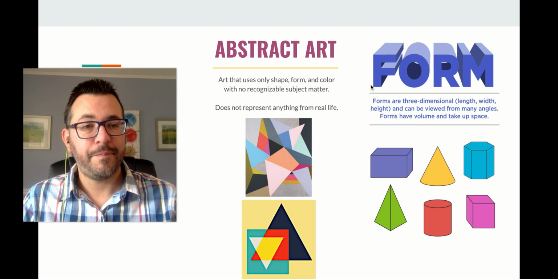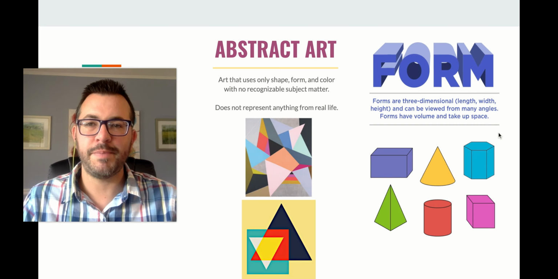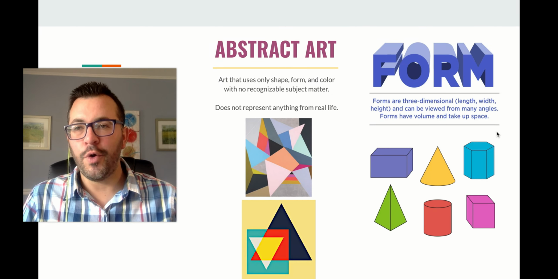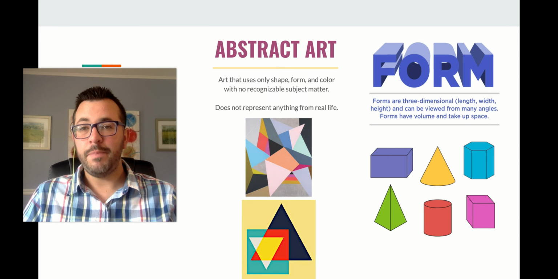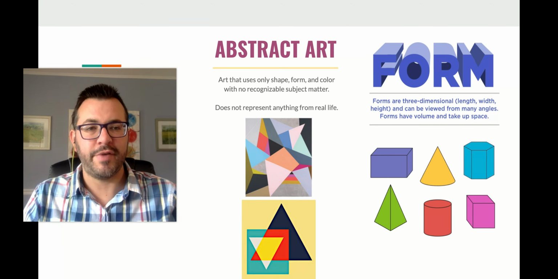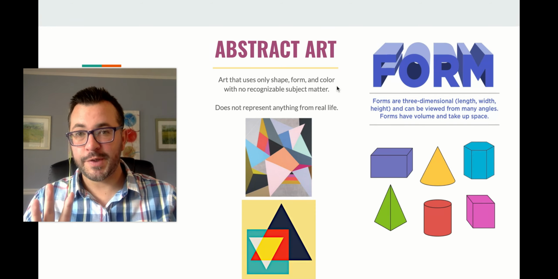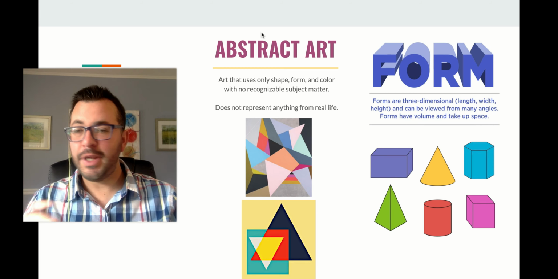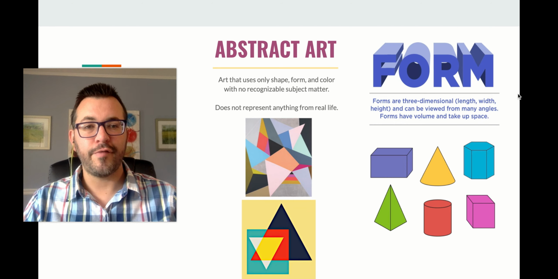Now, forms are three-dimensional. They have length, width, and height and can be viewed from many angles. Forms have volume and take up space. So a square is not a form, just because a square is flat. But a cube is a form because it is three-dimensional. You can actually rotate it and look at it from multiple different angles. So our sculptures should be both abstract, meaning just designs, nothing representational, and using forms.